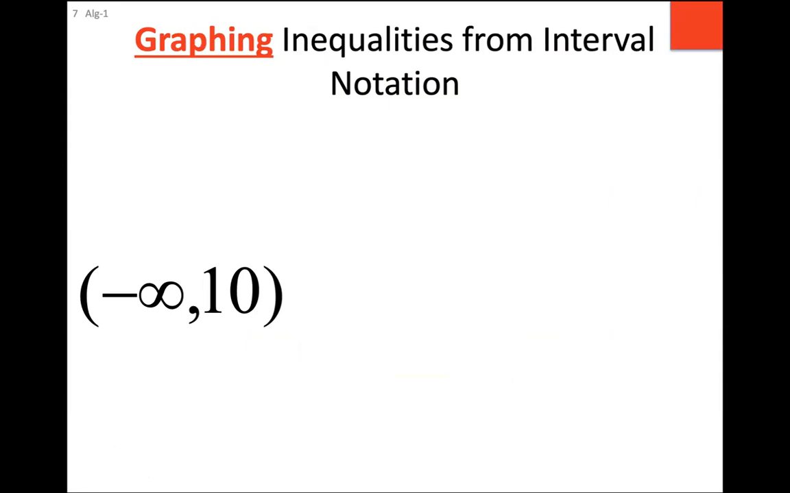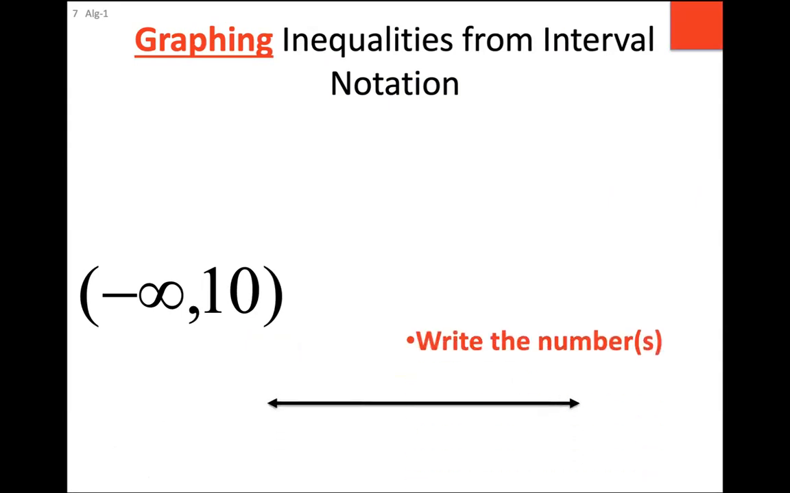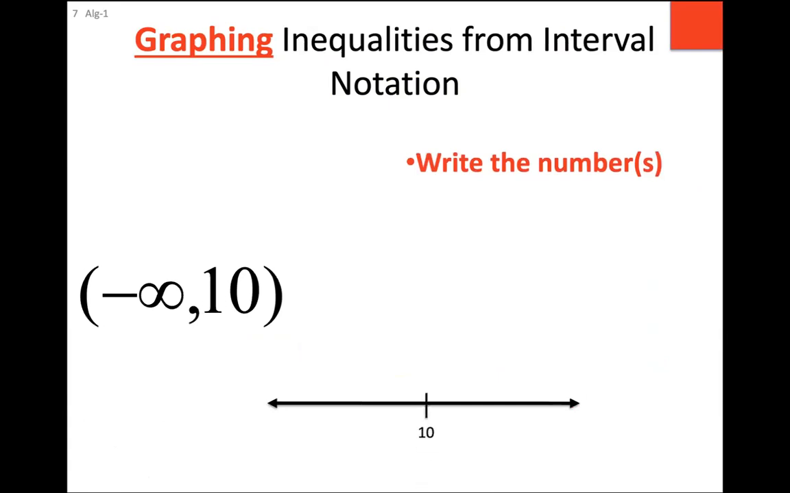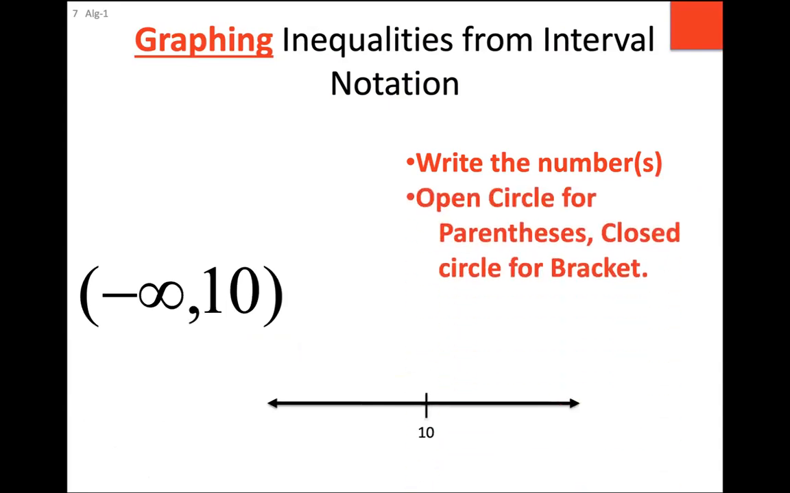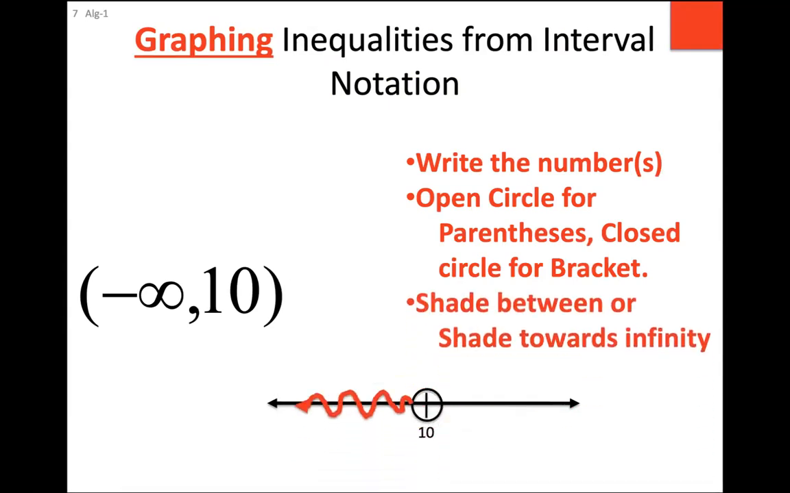If there was a bracket, we would use 10. So here's how it's done. Tick mark, right? Write the number right in the middle. I'm going from -infinity to 10. 10's going to get an open circle, and we're going to shade to the left because that's where -infinity is. So that red represents where all the answers are. All the answers are bigger than -infinity all the way up to 10.